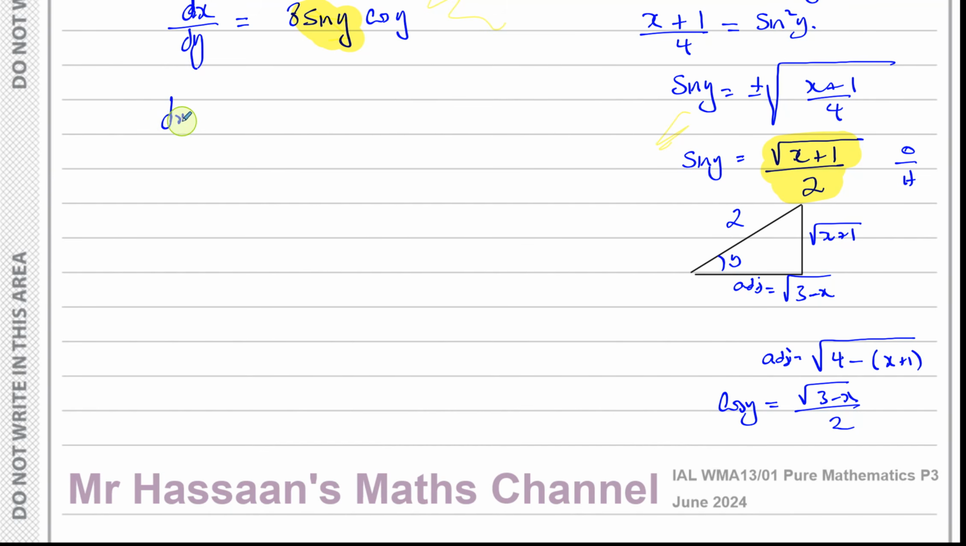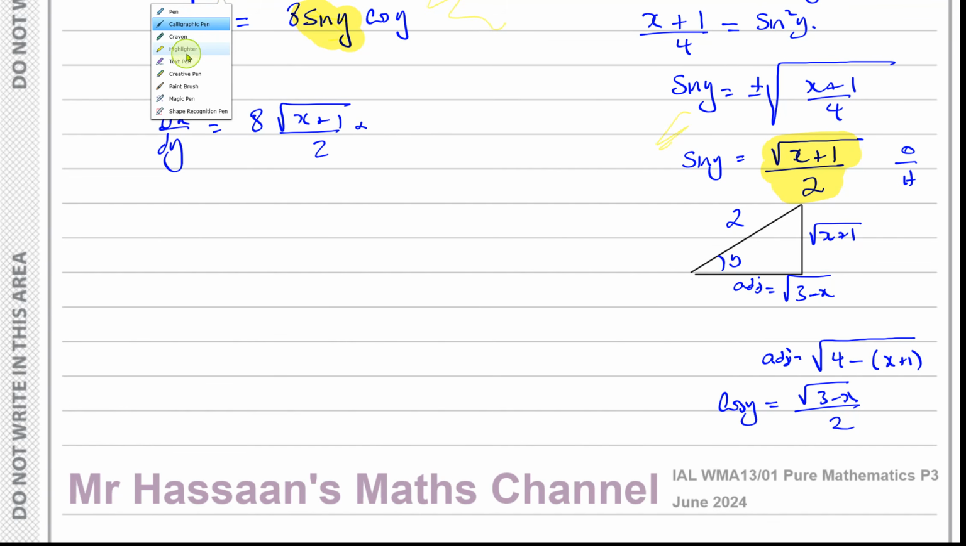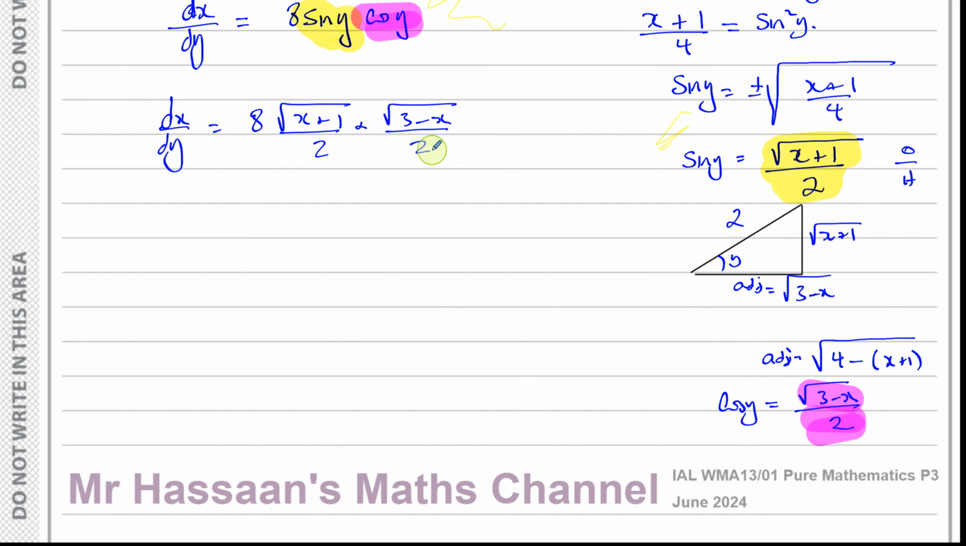So I can say dx/dy is equal to 8 times the sine of y, which is the root of (x plus 1) over 2, times the cosine of y, which we can now replace with the root of (3 minus x) over 2. So 2 times 2 is 4, and that cancels out, so you're left with 4 divided by 2, which is 2. So you've got dx/dy equal to 2 times the square root of (x plus 1) times the square root of (3 minus x).